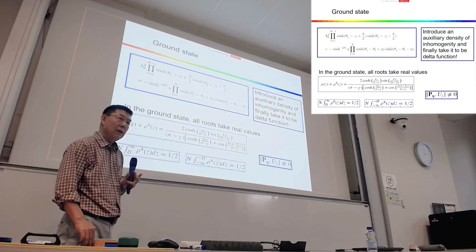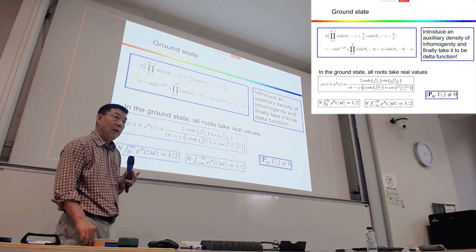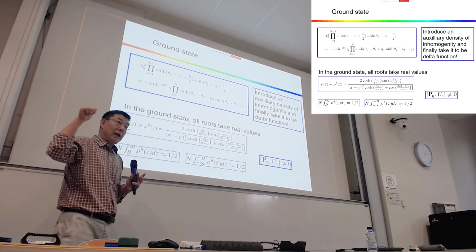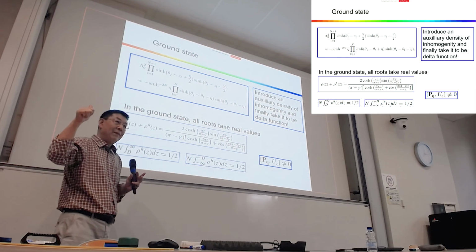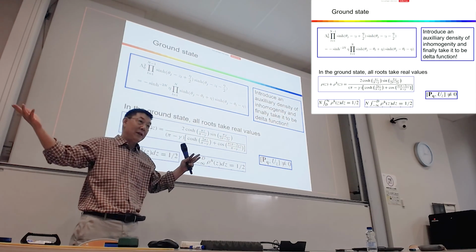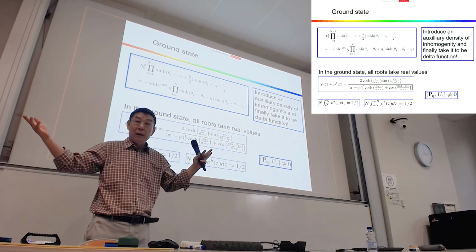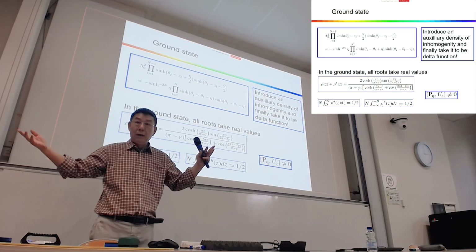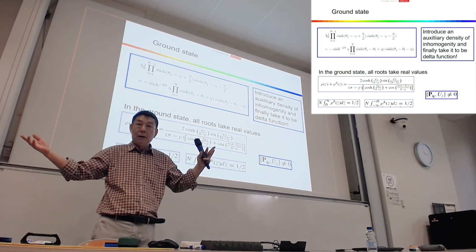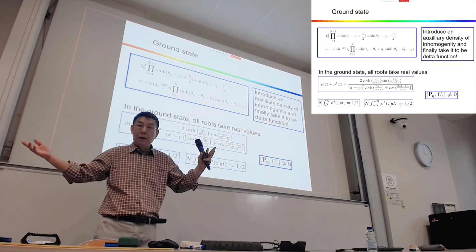So the number of roots is always n, because the polynomial is degree n. So you take n goes to infinity to take the integral form. No, it's a number of sites. You have the thermodynamic limit. Yes.